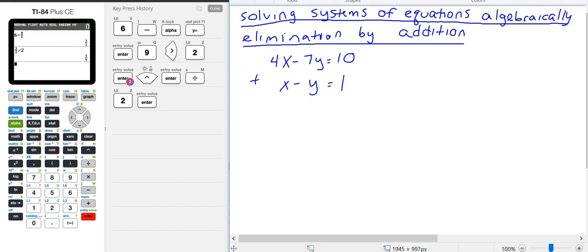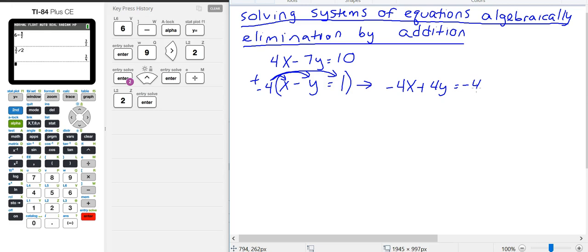Let's say we would multiply this whole equation by negative 4. We're allowed to do that because as long as we multiply every single term in the equation by the same number, we aren't changing the value of the equation. So we're going to distribute the negative 4 over the x, over the negative y, and over the positive 1. This equation becomes negative 4x plus 4y is equal to negative 4.